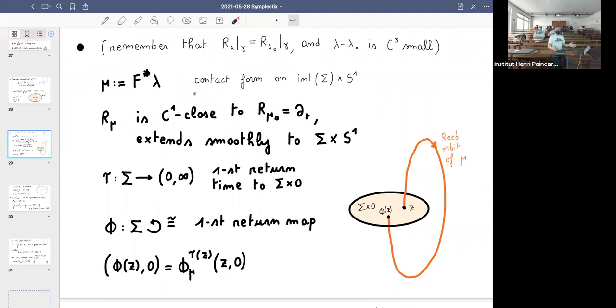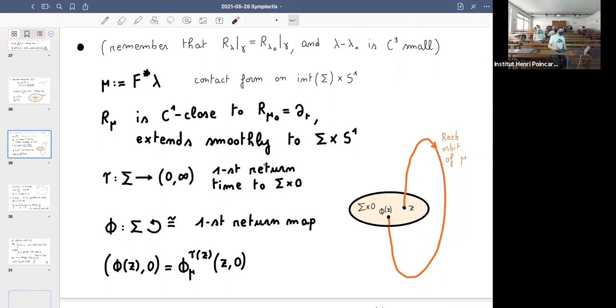Now let's take the second contact form lambda, which is C3 close, I remind you, to lambda 0. And I remind you also that gamma was a common periodic orbit of lambda 0. So now I take this product sigma times S1 and I equip it with the pullback of the contact form lambda, which I'm going to call mu. Now this is again a contact form on the interior of sigma times S1. Its Reeb vector field, which is defined in the interior, is C1 close to the Reeb vector field of the Besse form, so it's C1 close to the vector field d over dt. And it extends smoothly to the closure of this product.